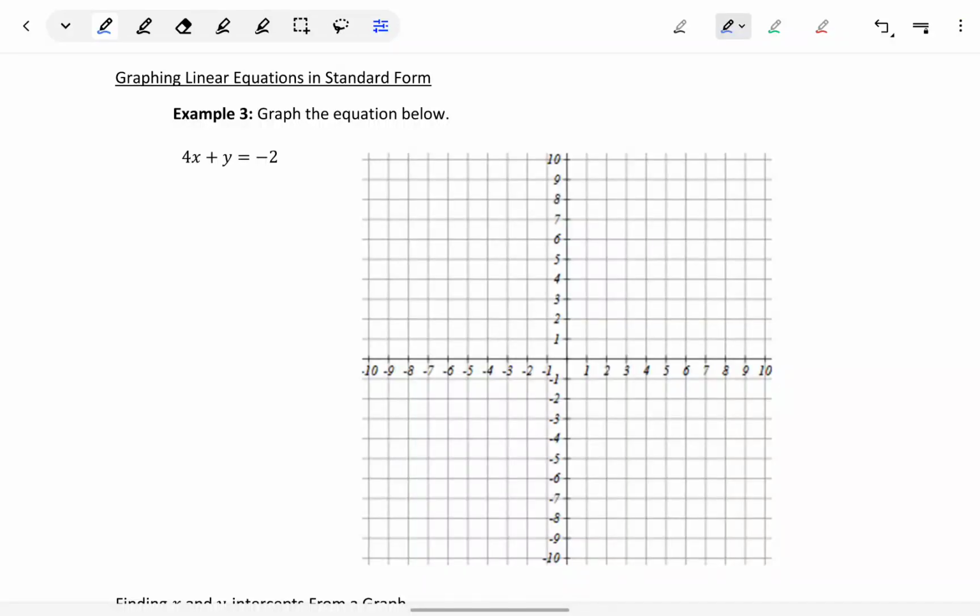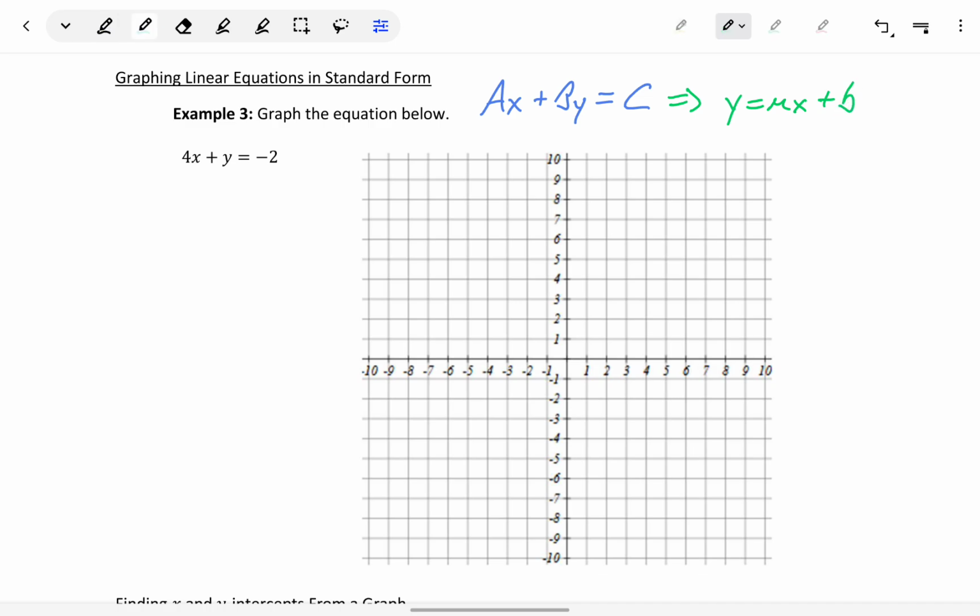In example 3, we want to do pretty much the exact same thing we did in example 2, except now we have an equation that's written in standard form, which is something of the form ax plus by is equal to c. We have all the same information, it's just written in a different order, a different format. So what I like to do with problems like this is go ahead and rewrite this equation so it's in that slope-intercept form.